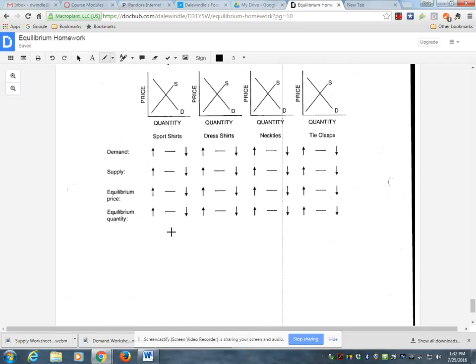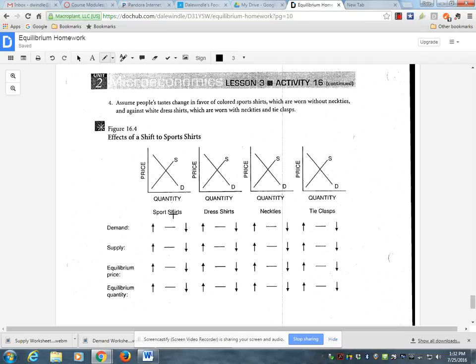And then finally, well, this one's actually pretty straightforward. Tie clasps and neckties are complements to dress shirts. So these three columns will all have the same result. It explains that people are buying more sport shirts and fewer dress shirts.